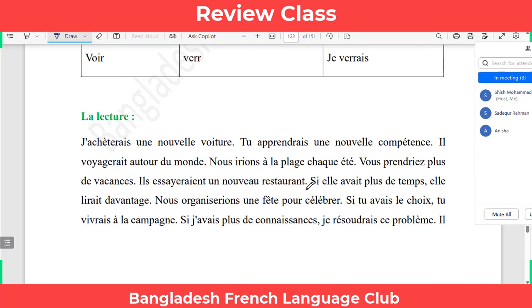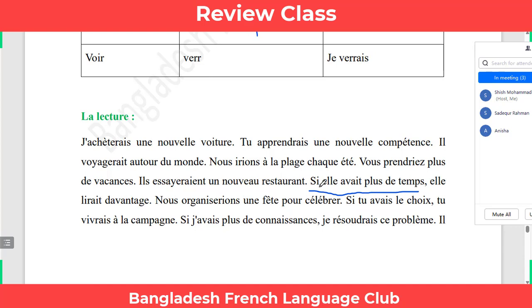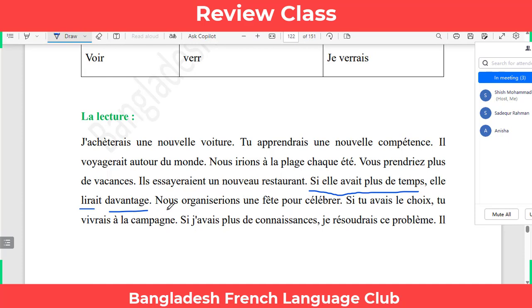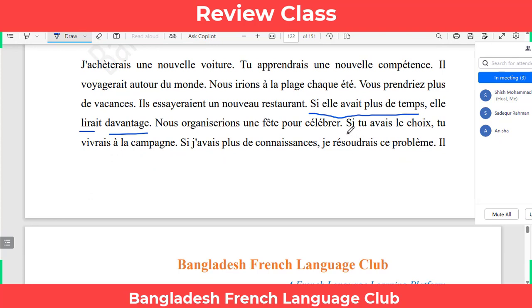Okay. Si elle avait plus de temps, if she had a lot of time, elle lirait davantage. She would read more, right? Yeah, so you can use it this way. Si tu avais le choix, if you had the choice, tu vivrais à la campagne, right? Campagne. Okay. Si j'avais plus de connaissances, je résoudrais ce problème. Okay.